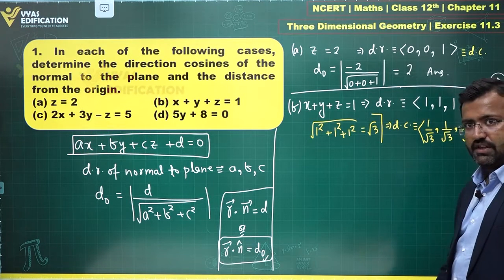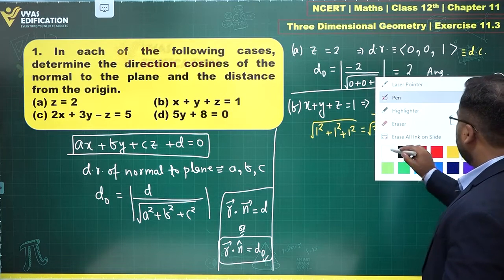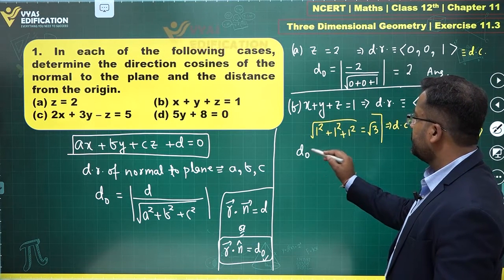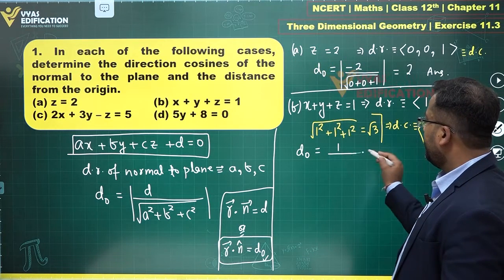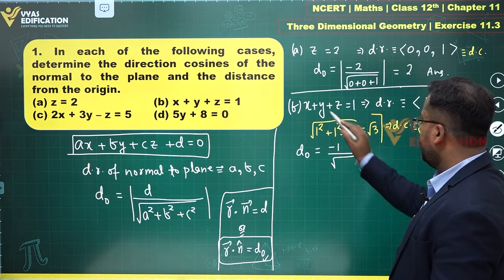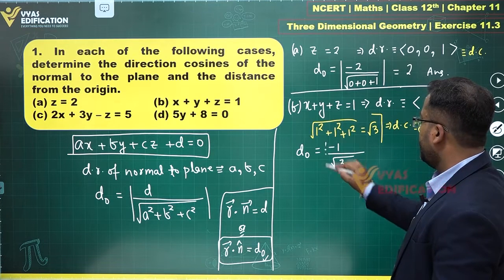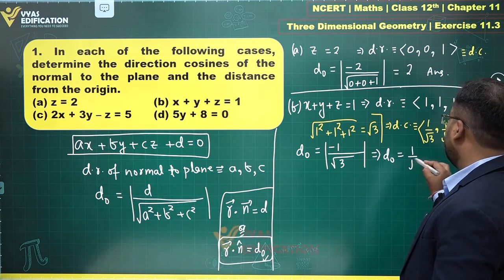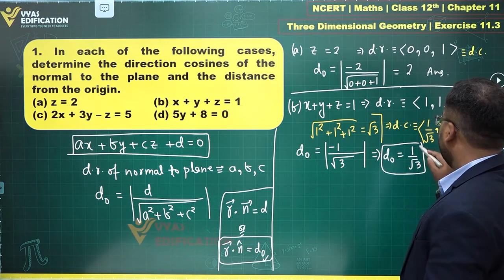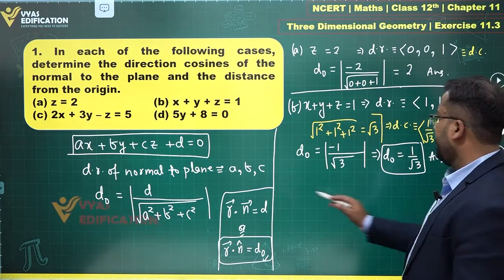These will be the direction cosines. Okay. And what about distance from the origin? Distance from the origin will be simply 1 upon square root of 1 square plus 1 square plus 1 square, which is root 3 again. So d naught is 1 upon root 3. With the help of Cartesian form, we are finding this, right?